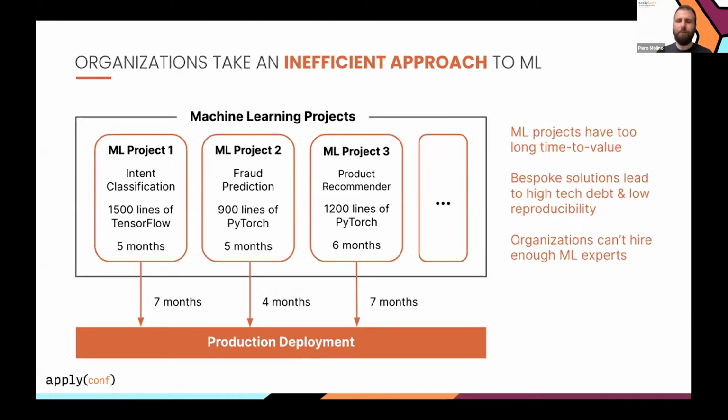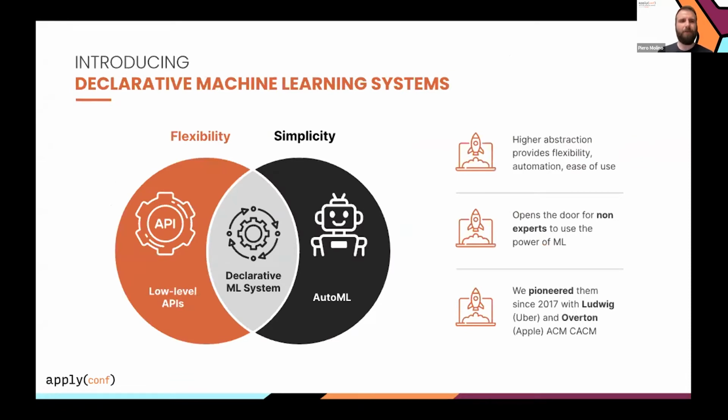And every single time you implement a new bespoke solution, and that creates technical debt, and it's really low reproducibility. And finally, organizations have difficulty hiring machine learning and data science experts, and so they need a more efficient way to develop machine learning systems. And so that dichotomy that we were talking about before, we believe that with a declarative machine learning system, you can get both the flexibility of a low-level API do-it-yourself approach with the simplicity of an AutoML solution in the same place, because you have a higher abstraction that keeps the flexibility, the automation, and ease of use. And also non-experts, with a declarative approach, can be empowered to actually do machine learning. We pioneered these concepts with Ludwig in the open source and Overton since 2017 really, but more recently with the 2019 release of the open source.